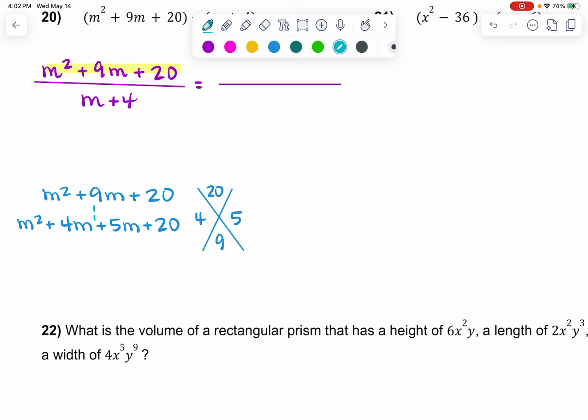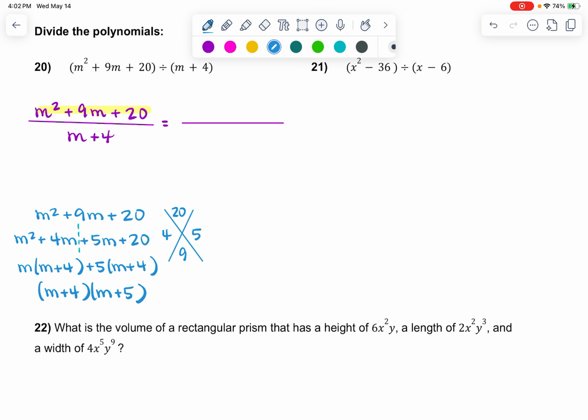And then I'm going to split it down the middle. And I'm going to get m plus 4, and then take out a 5, which also gives me m plus 4. So my factors are m plus 4, m plus 5. Well, that's super handy because now I can rewrite my numerator as m plus 4, m plus 5 instead of a trinomial. So now it's factors, and then of course our denominator is m plus 4.